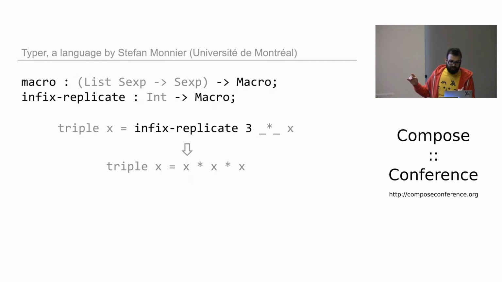But then it sees infix replicate of 3. Now we've applied the function of type int arrow Macro to an int. So now this has type Macro. So it's not the identifier which is special, it's the type. And so infix replicate 3 has type Macro, it does not have a function type. And so applying it to underscore star underscore won't work because it's not a function type, but it has type Macro. And so that's what tells the system that this needs to be expanded at compile time. So that's another cool part.